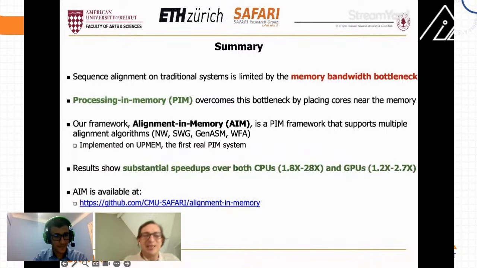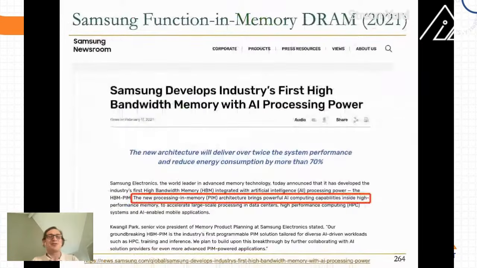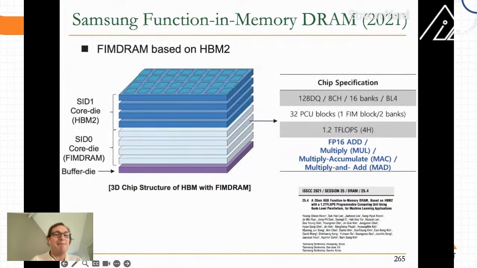Okay, so we've talked a lot about real systems. So let me give you a little bit more. I'm not going to go into detail, but I'm going to give you some more hope in terms of big players like Samsung actually introducing processing-in-memory architectures so that they can accelerate machine learning. So this is an HBM-based architecture. They call it function-in-memory DRAM. It is designed for doing floating point multiplication and addition.